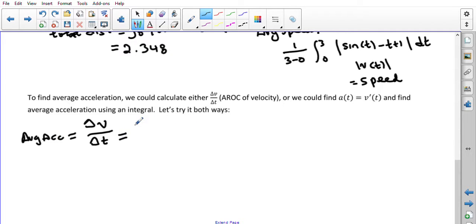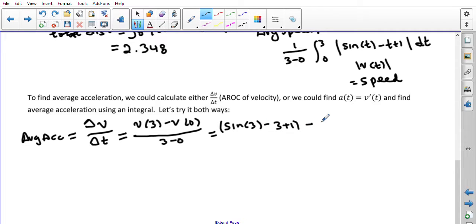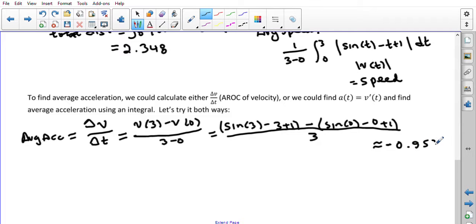So let's plug in here. This is going to be v at time 3 minus v at time 0 divided by 3 minus 0. And that is, let's put this in parentheses, sine of 3 minus 3 plus 1, minus parentheses sine of 0 minus 0 plus 1, all of that divided by 3. And we get approximately negative 0.953. Again, using a calculator to get this.